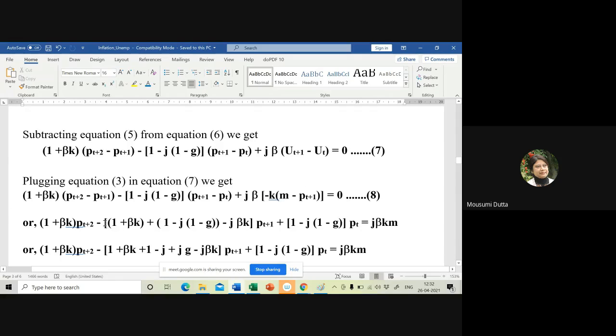So I'm keeping all the coefficients of pt plus 1 together, taking pt plus 1 common. Then pt is here. With pt, the coefficient will be plus, minus and minus plus, 1 minus j into 1 minus g. And if there is any constant term, I'm keeping it to the right hand side. So I'm taking pt plus 2, pt plus 1 and pt common. And actually this is the constant term, minus j beta km. That I'm keeping in the right hand side. Okay?